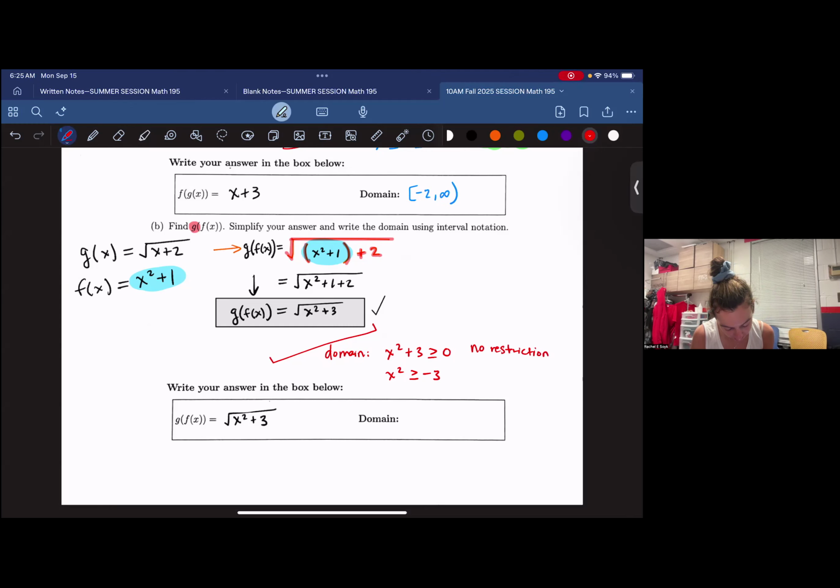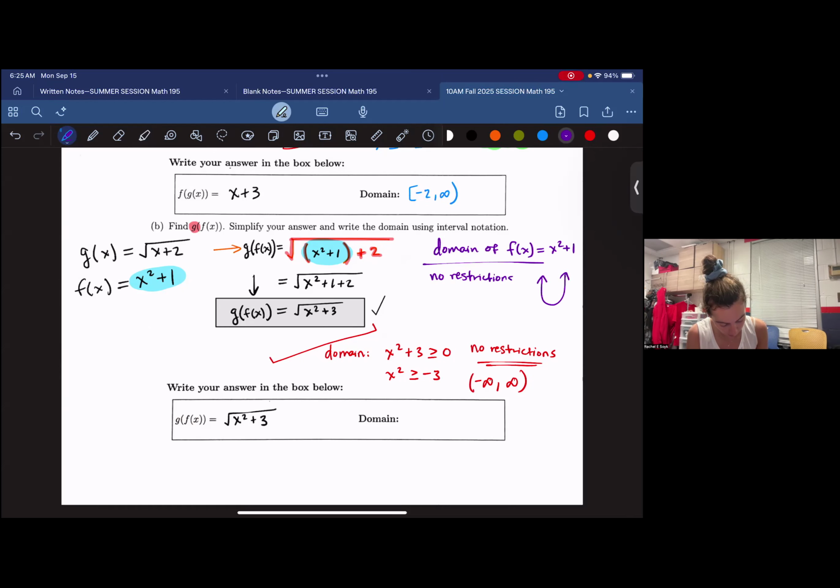which means our domain is just all real numbers, negative infinity to infinity. Lastly, let's look at the domain of the input, which is our f of x here. And our f of x is just our whole x squared plus 1, which is a quadratic function with a vertical shift up 1 unit from the origin. Do we have any restrictions here? No restrictions.